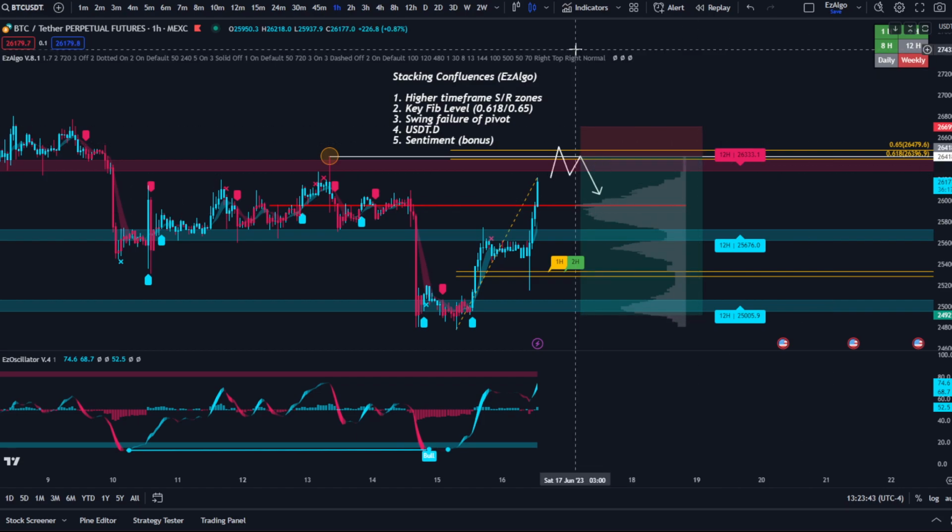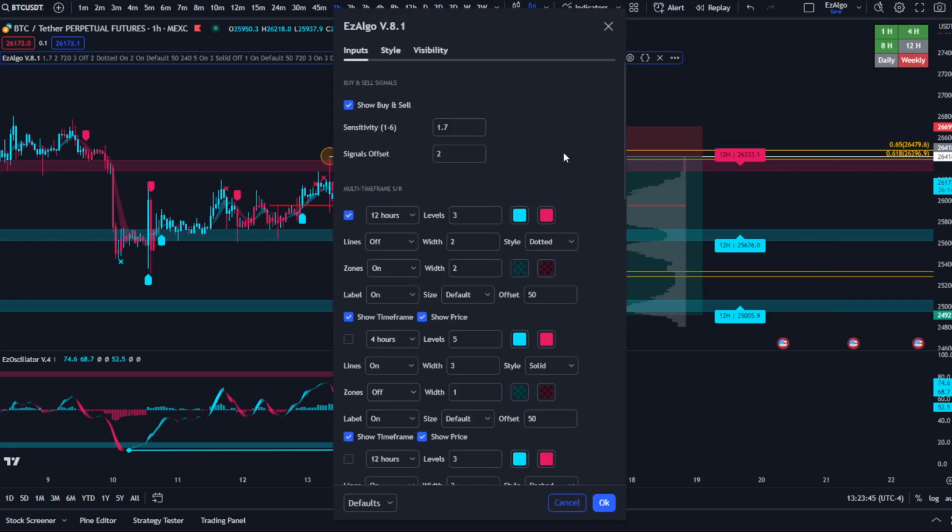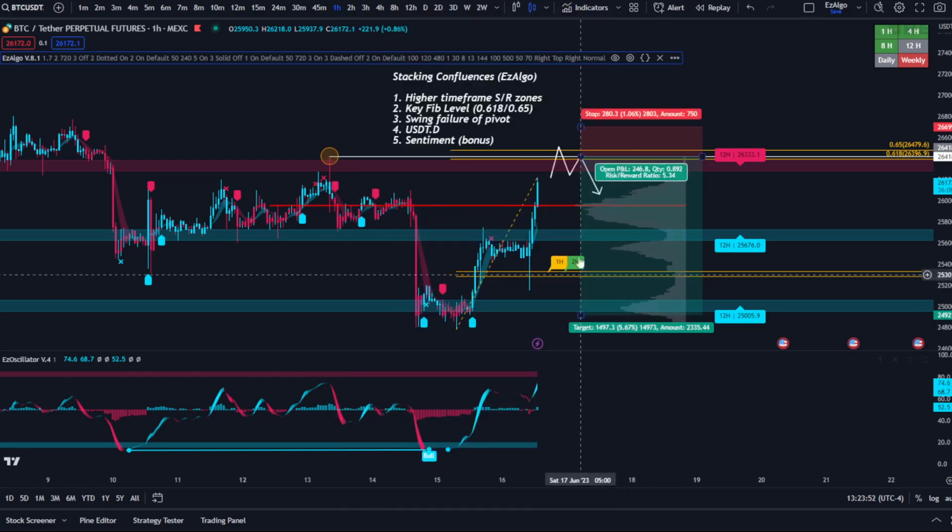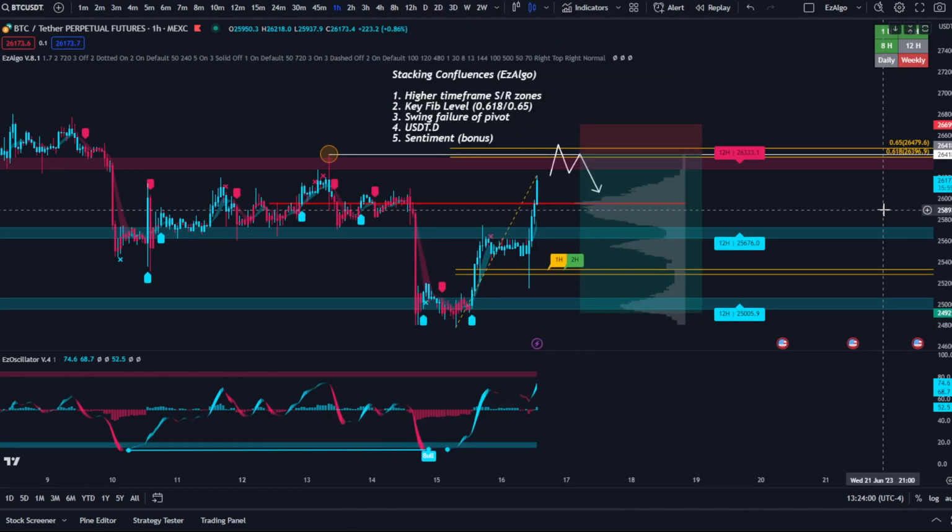Inside of Easy Algo, we have a multi-time frame support and resistance option, also with zones. So right now, I'm using the 12-hour support and resistance zones on the 1 hour time frame. Now, this is extremely beneficial and a must-have when you're trading, in my opinion.